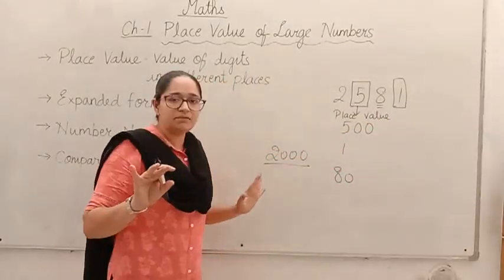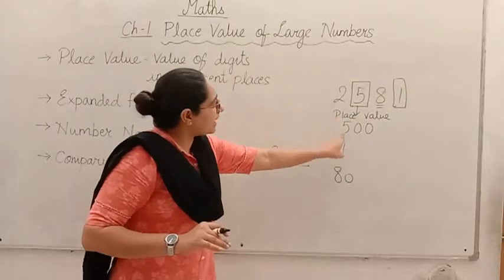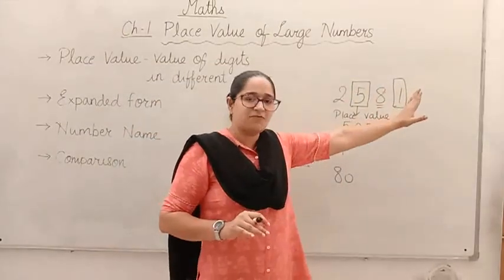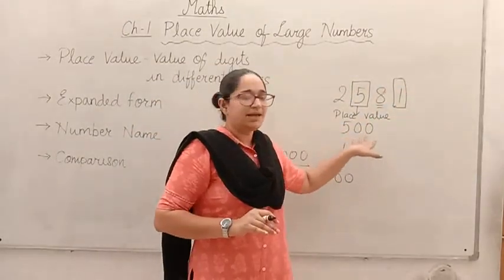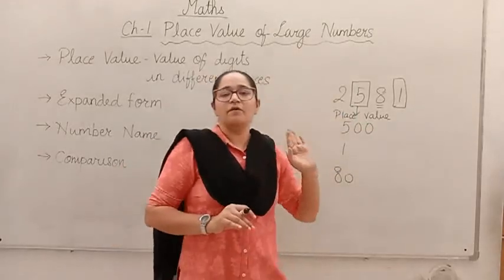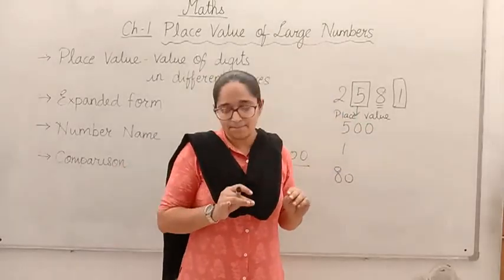So for any number given, you just have to write that digit. How many digits follow? That many zeros. That is the place value of that digit in the number.